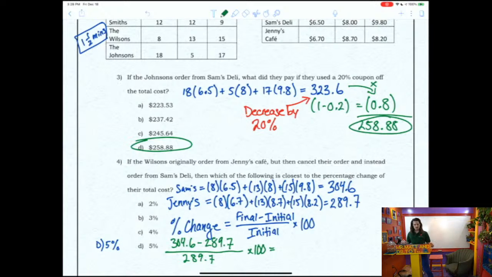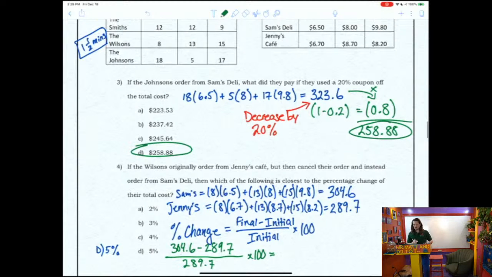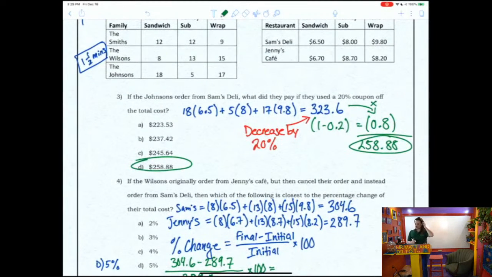Okay, so looking at number 3, the Johnson's order, if we take the number of sandwiches times their individual cost, we're going to get 18 times 6.5 plus 5 times 8 plus 17 times 9.8, just rounding there from the price to integers or to the tenths place. If you multiply all of those together and then add their products, you get a subtotal of $323.60, but they have a 20% coupon.